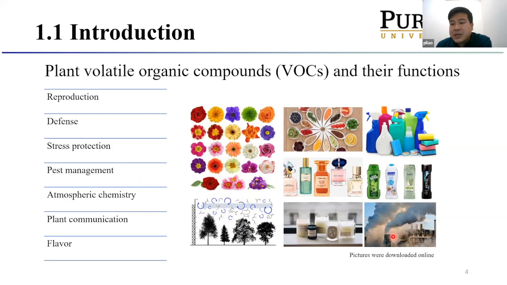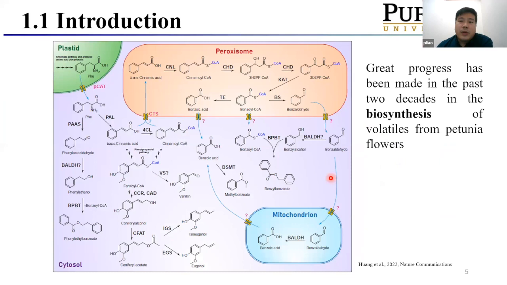They are also involved in plant-plant communication and contribute to the flavor of a lot of fruits and to the smell of a lot of different flowers. We can also see a lot of commercial products which are quite useful in daily life, as well as some expensive fragrances. So actually in the past two decades, the biosynthesis pathways for the volatiles in petunia flowers have mostly become clear now.